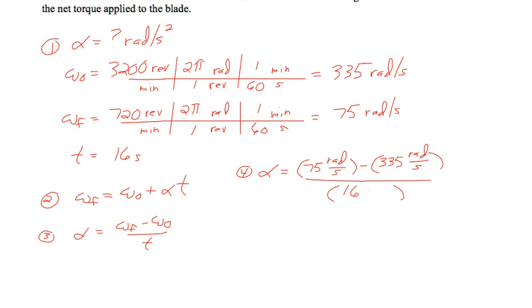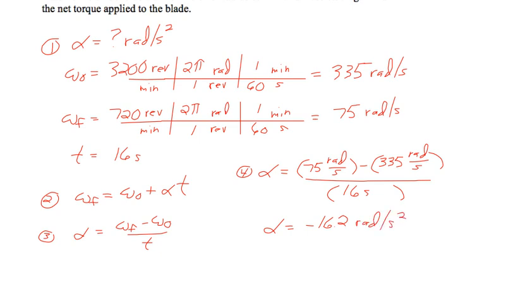So I know my answer is going to come out negative. It's going to be a negative, meaning it's slowing down, not meaning that it's going clockwise. Sometimes the sign means clockwise or counterclockwise, and sometimes it means slowing down or speeding up. This one means slowing down. So what is the answer for that? Negative what? Negative 16.2 radians per second squared.